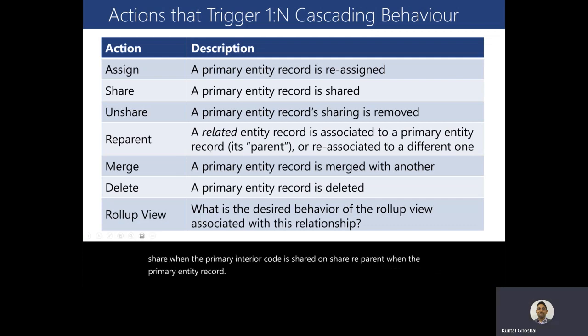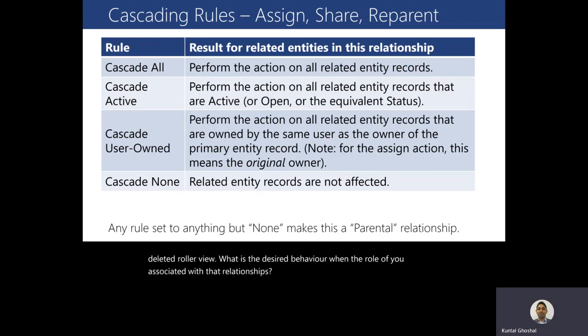like a parent account or child account is reparented; merge, when the primary entity record is merged with another record; delete, when a primary entity record is deleted; roll-up view, what is the desired behavior when the roll-up view is associated with that relationship. So these are the cascading rules that get applied during assign, share, or reparent type of action.